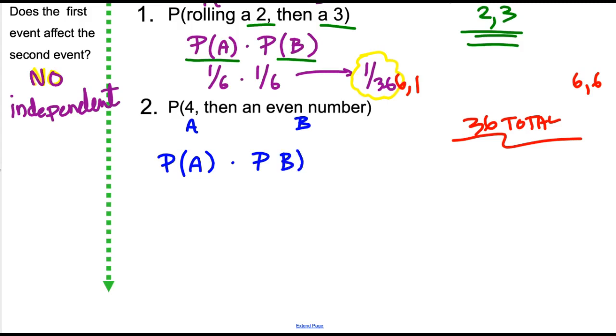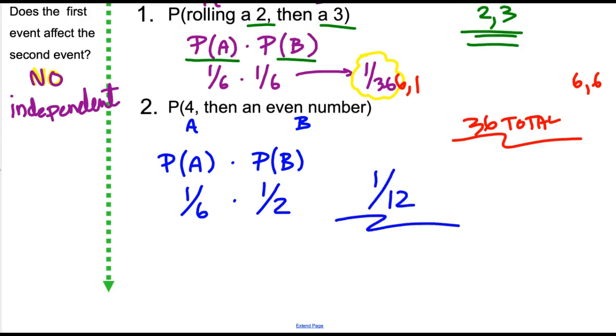Probability of A, probability of rolling a 4, would be 1/6 again. Probability of an even number is 1/2. So 1/6 times a half is a 12th. That's right. Yep.